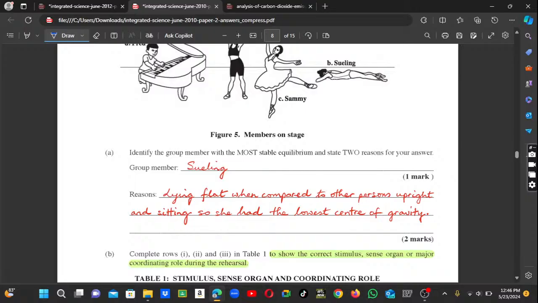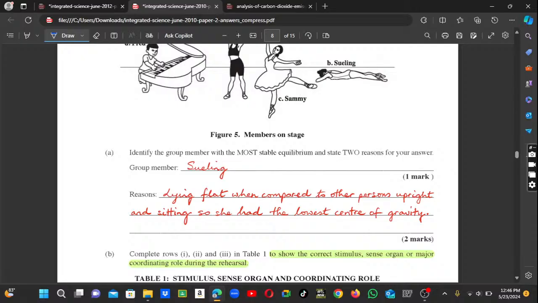So you need to state the reason for your answer. Lying flat, when compared to the other person upright and sitting, she had the lowest center of gravity. You can see that she had the lowest center of gravity. That was the whole reason for the stable equilibrium.